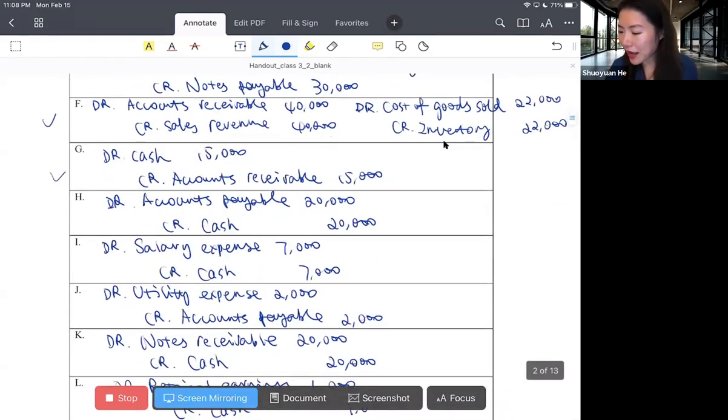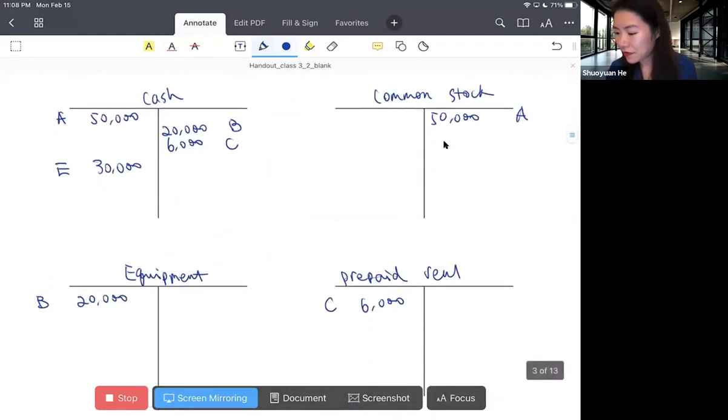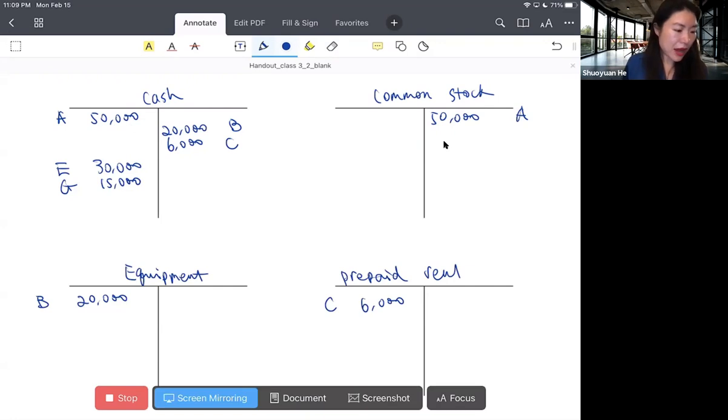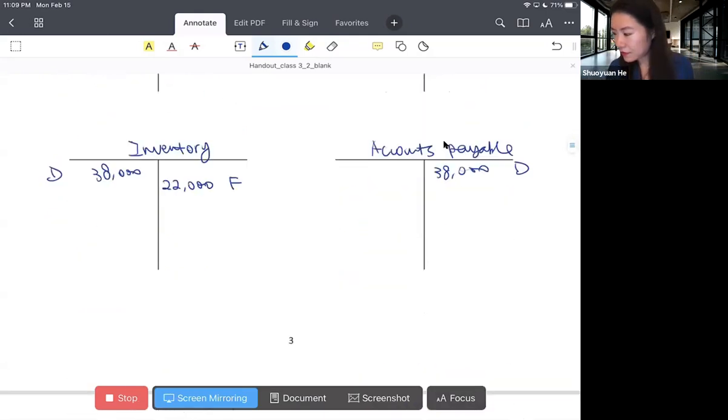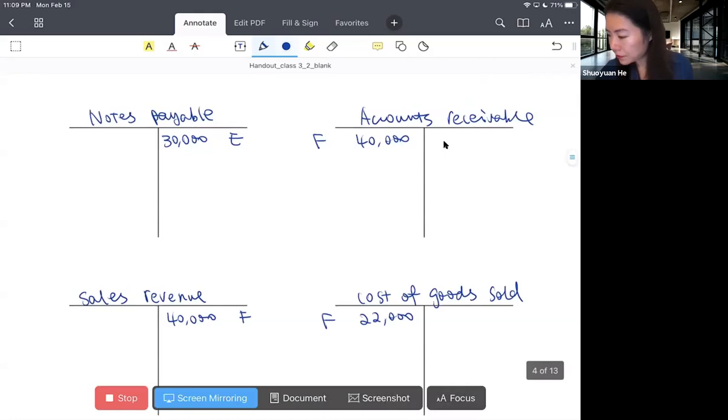Next one, debit cash 15,000, credit accounts receivable 15,000. So cash 15,000, transaction G. And credit accounts receivable 15,000, transaction G.